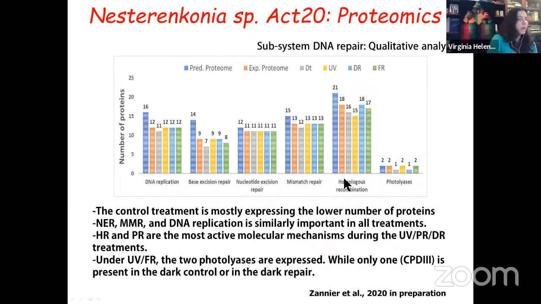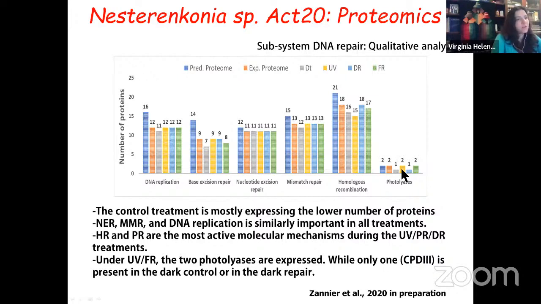But you can easily see that the homologous recombination pathway is more active, or is changing, during this UV photo repair dark treatment. And also a very interesting fact that is somehow supporting our previous finding is that under dark repair, in the dark, that means the cells that were not exposed to UV, they are only expressing one photolyase, the CPD3 photolyase. That may be basal expression. This happens exactly the same in the dark repair. It only expresses one photolyase, which is the CPD3.